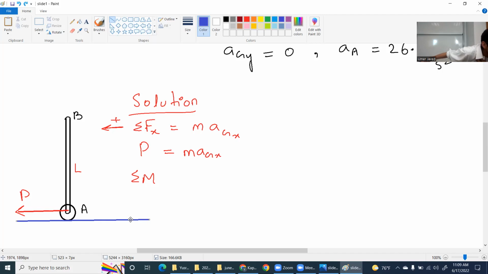But if you take the point of rotation about point A, then what will happen to the AG will appear? Yeah, I think you are right, but the author has done summation of moment about center of mass. Okay, we will do this problem with both ways. Let's first do it with the author's way. So summation of moment about center of mass is equal to IG alpha.